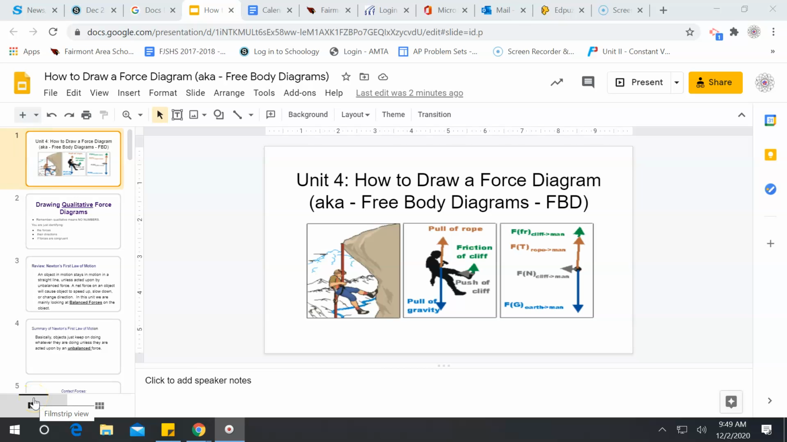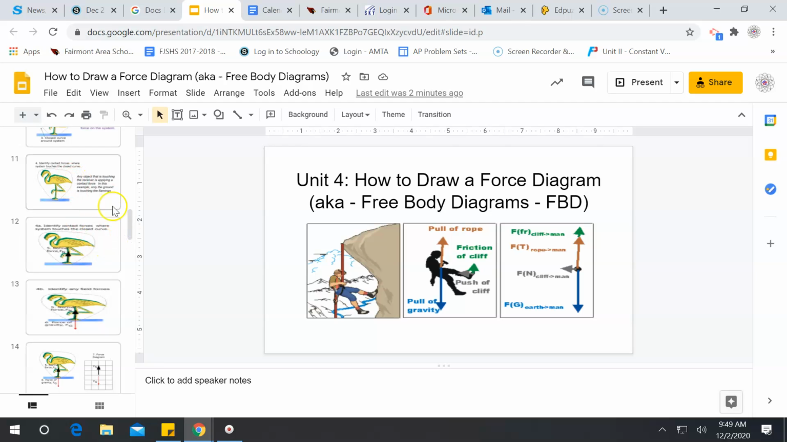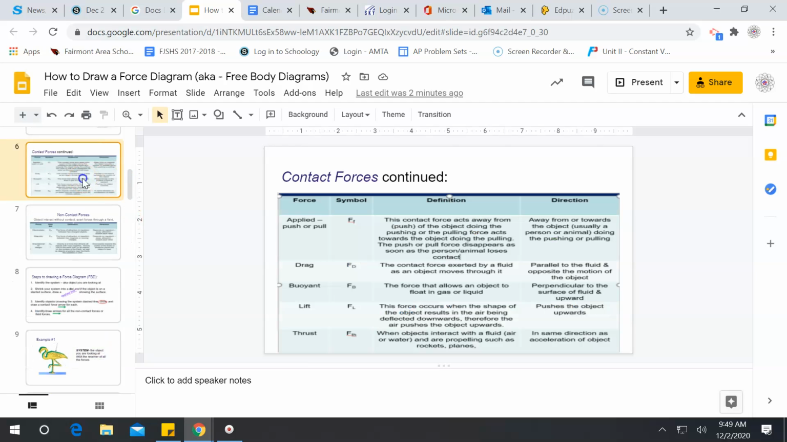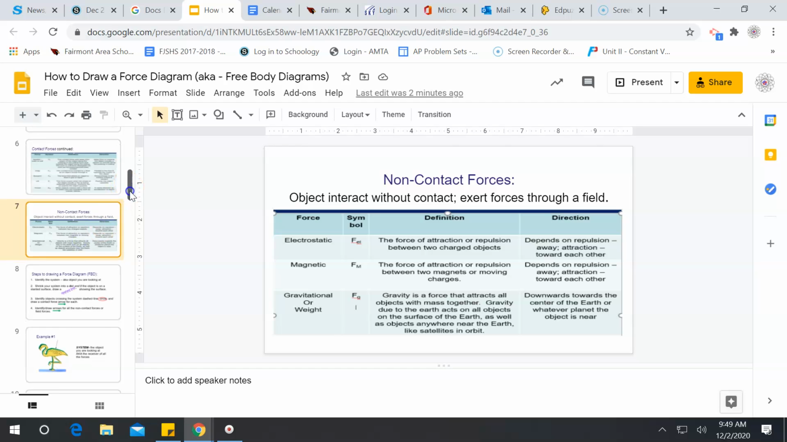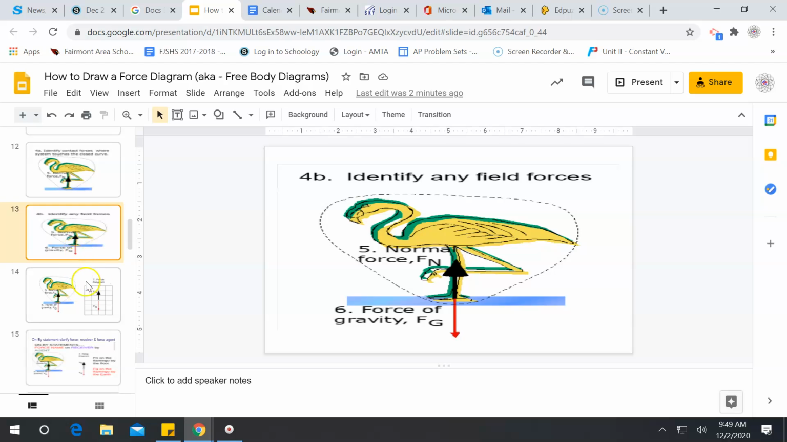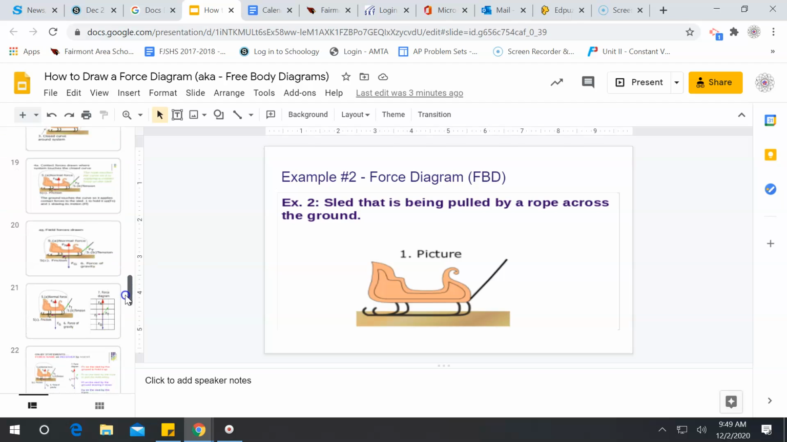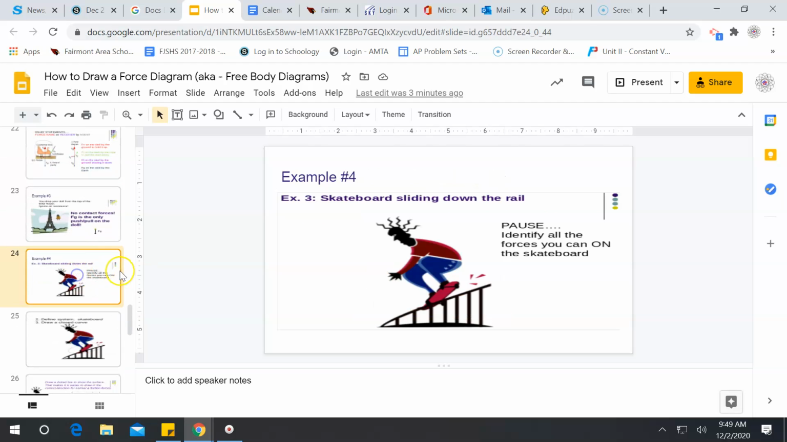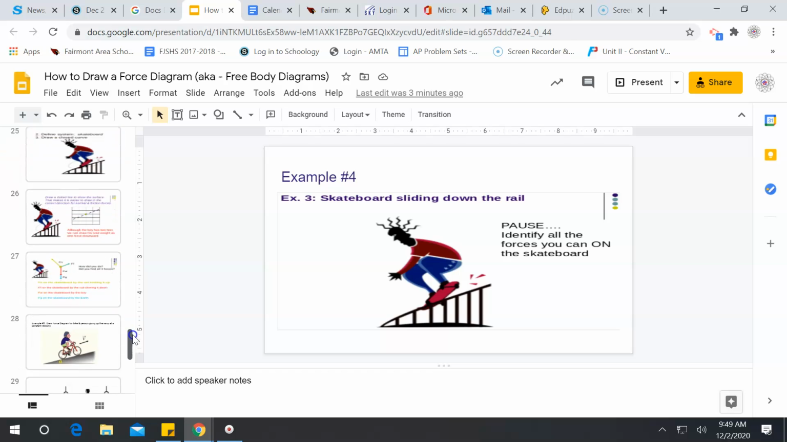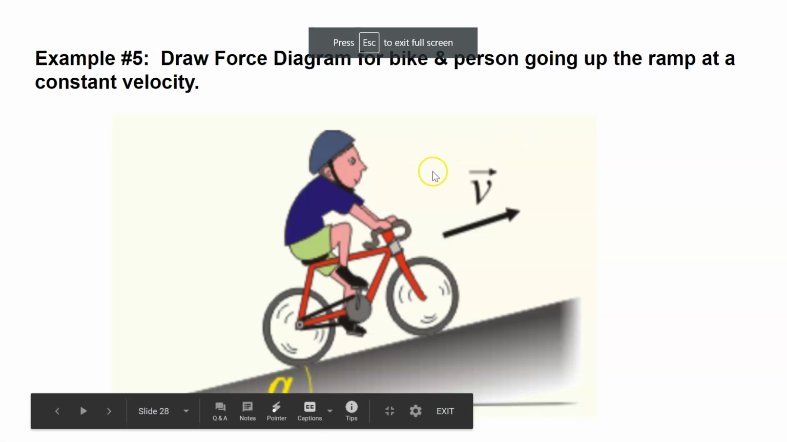So this is our presentation on how to draw a free body diagram, or we can call them force diagrams. I am going to go through many of these slides. We started out talking about what the different forces were, so you should be aware of those, the contact and non-contact. And then I ran through a couple of examples of drawing force diagrams, like on the flamingo, on the sled, and on this skateboarder. So now I'm going to do a couple of these on some other situations.